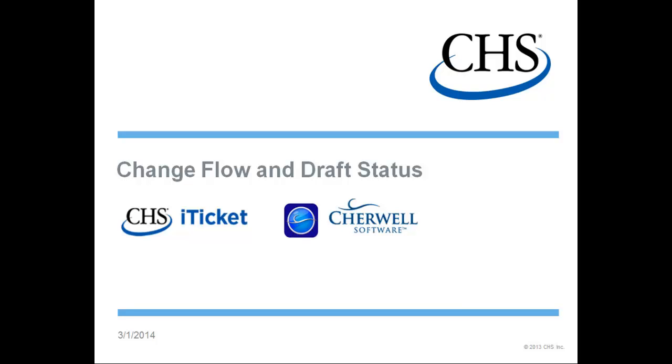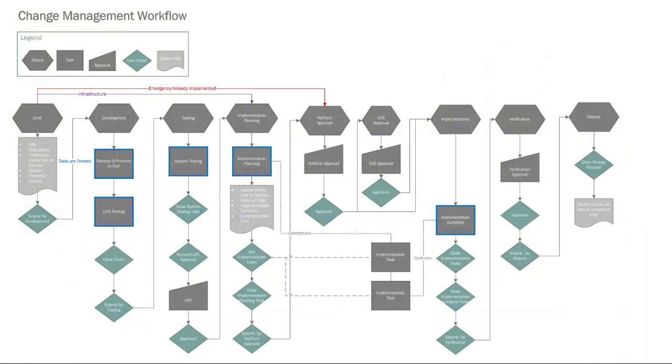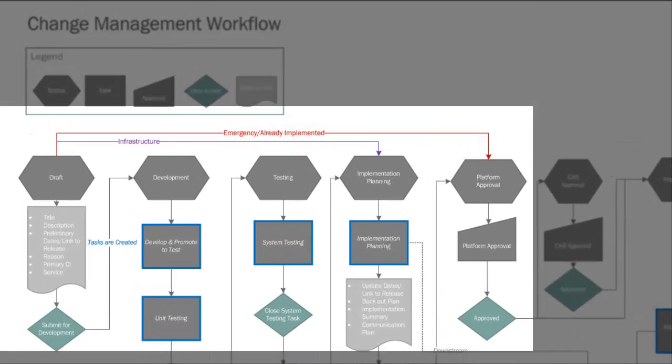During this video, we will walk through the process of change management workflow and how it relates to iTicket. In the change management workflow, not every status is used for every type of change. As an example, infrastructure change would bypass development and testing, and an emergency change would bypass development, testing, and potentially implementation planning since it's an emergency. That doesn't mean that if there's an emergency, there wouldn't be any planning. Instead, it allows the flexibility of the planning to be documented after the fact in an emergency situation.